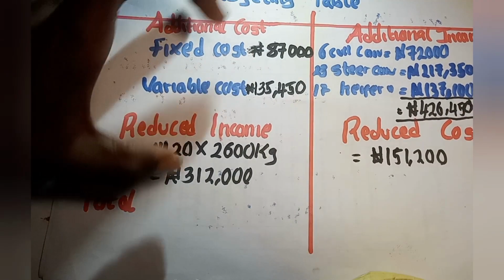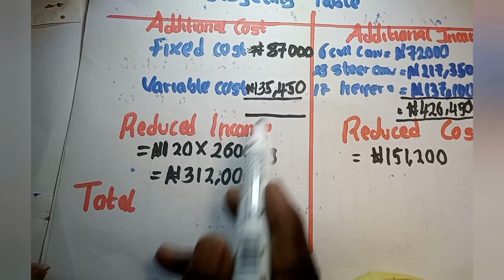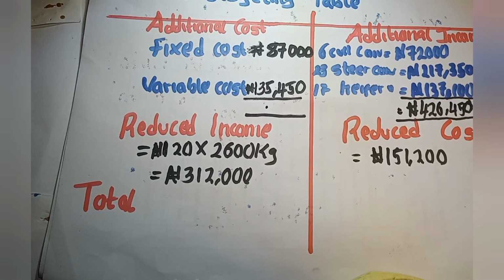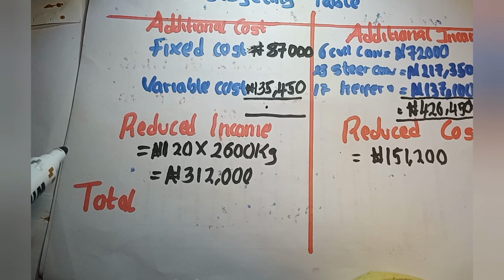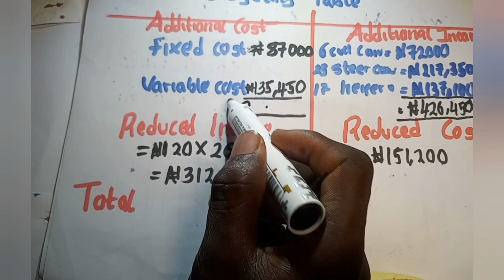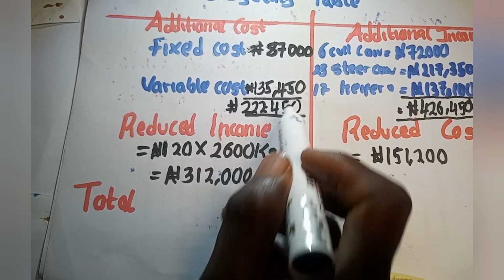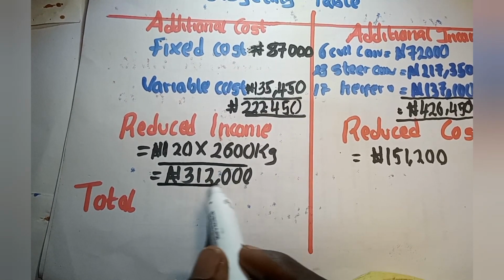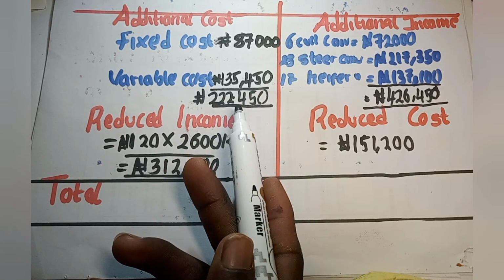Now, the next thing is to calculate the total of this. Add this together. What did it give you? Then after adding it together, what you have here, sum it with this. That's what I'm going to be doing now. 87,000 naira plus 135,450. That's 222,450 naira. Don't forget your naira. So this is what I got.